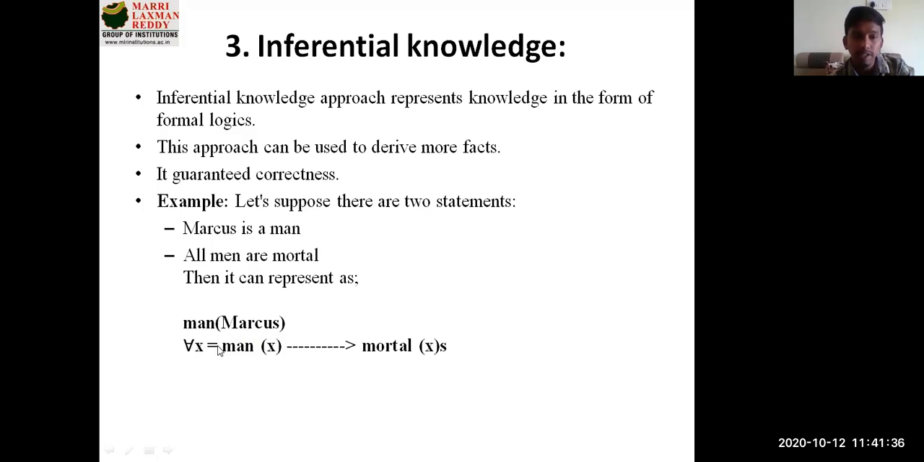So for all x, man of x implies mortal of x, that is, using the implication rule we are trying to represent symbolically using inferential knowledge. So we are trying to get some inferences or conclusions using the various quantifier ways of representing knowledge.